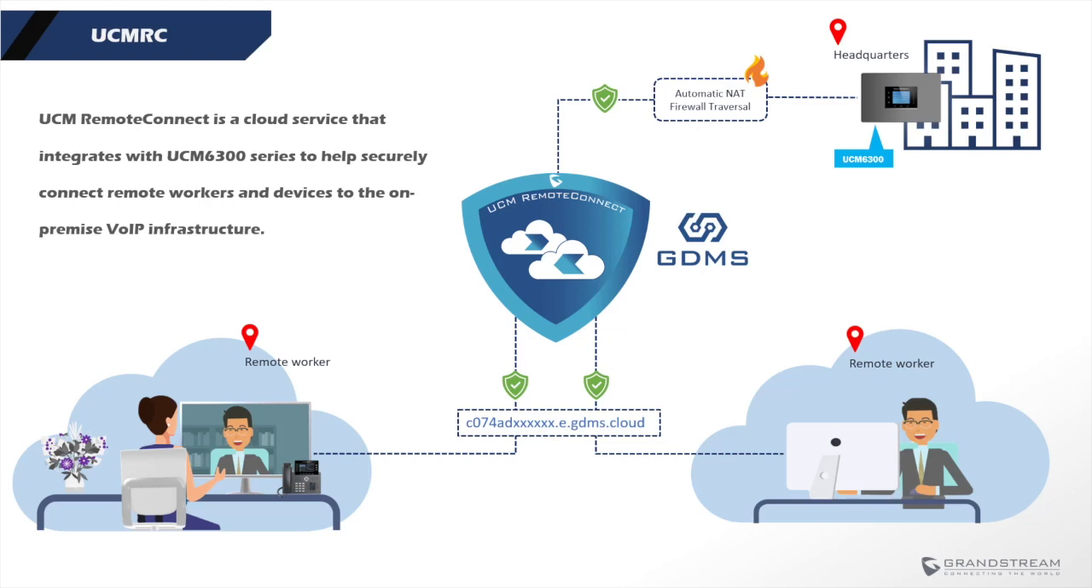When UCM RemoteConnect is enabled on the UCM6300 series, it will get assigned a unique domain name that remote workers can use to register to the UCM and securely route their phone traffic through GDMS. Remote workers can connect to the UCM through the assigned domain name using Grandstream Wave or an IP phone. Another great benefit of using RemoteConnect is the automated NAT firewall traversal, which is basically a secure tunnel between the on-premises UCM and GDMS.